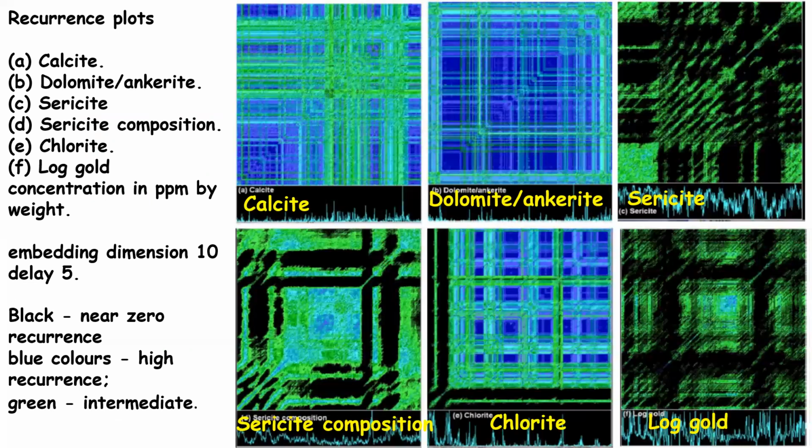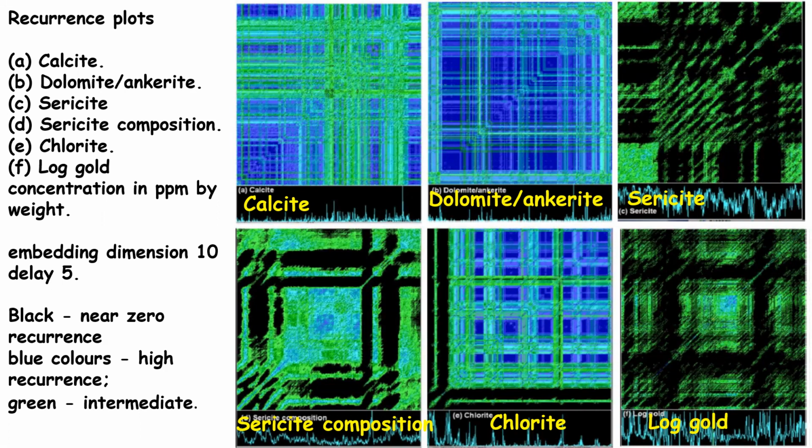Here we see recurrence plots for these data. They're all for an embedding dimension of 10 and a delay of 5. Black represents near zero recurrence, blue high recurrence, and green intermediate recurrence. Long diagonal lines indicate similar phase space behavior of the signal. That is, the length of the diagonal line is a measure of how often the trajectories of the system visit the same phase space regions. They are a measure of determinism in the system behavior.